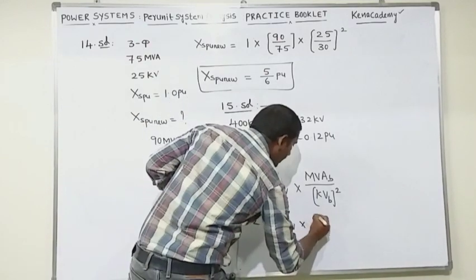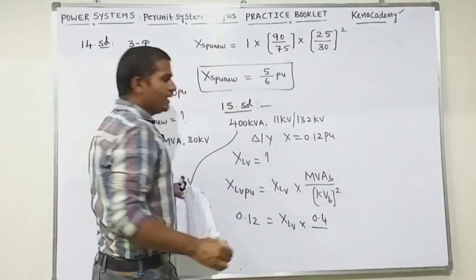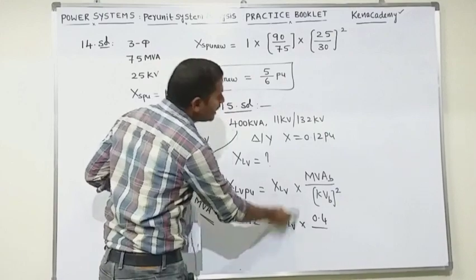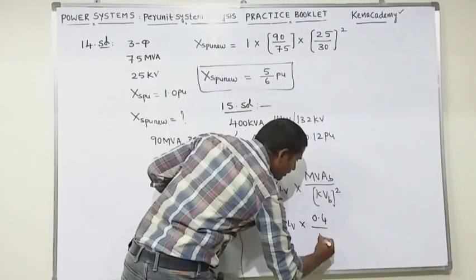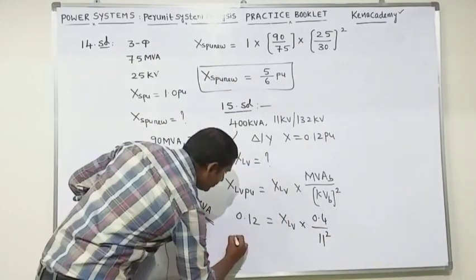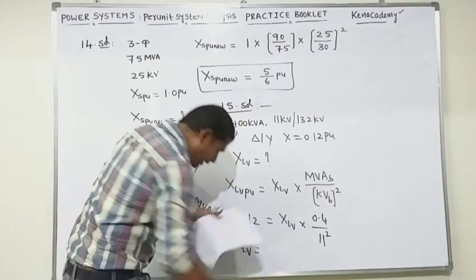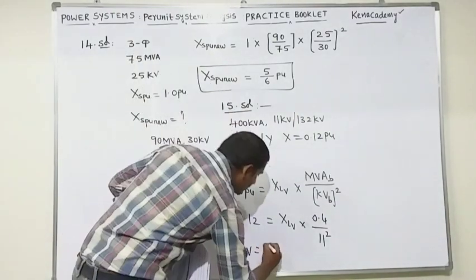Then 0.4 by kV base. On which side are you calculating? LV side. LV side voltage is 11 squared. Students, simplify this. What LV side reactance can we get? 3.63 ohms we can get.